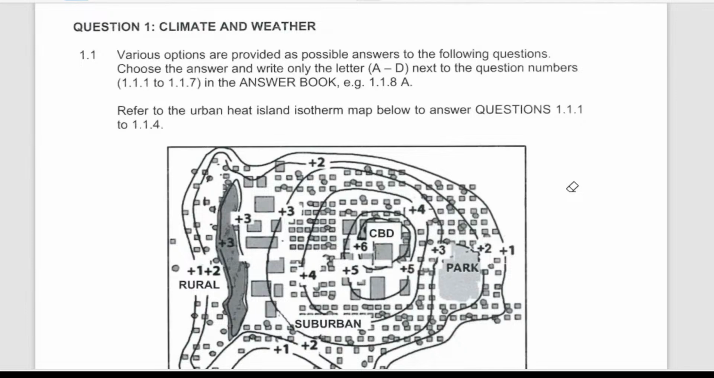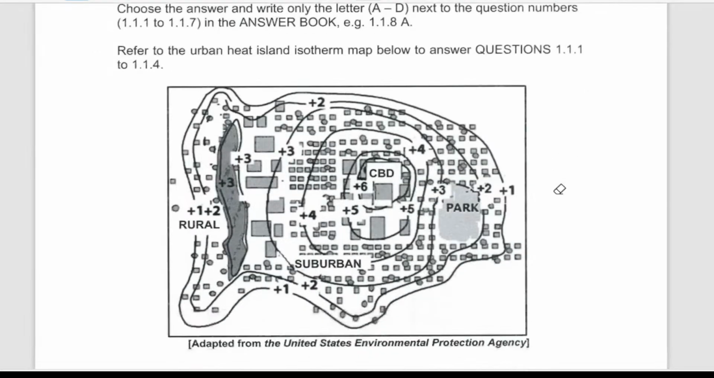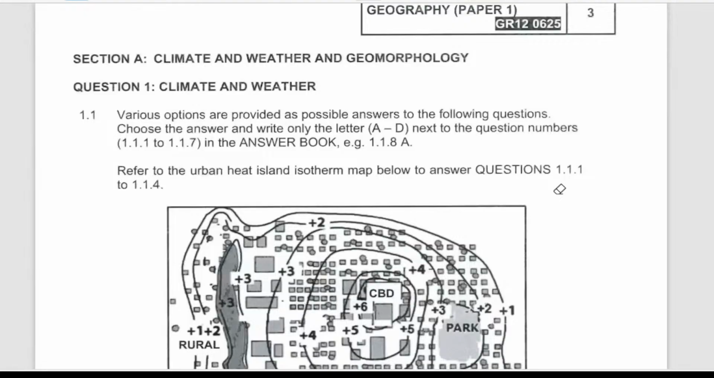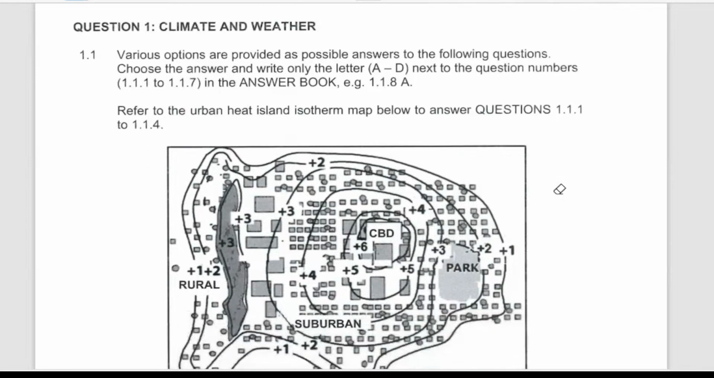Do some explanations as to the justification of the correct responses to the given set of questions. As you know, our paper is made up of 3 basic questions. Question number 1 is based on the topic climate and weather. Question number 2, on theory, is based on geomorphology, which is our fluvial geomorphology, the study of rivers. Then question number 3, as usual, is geographical techniques, which is our Mapwork.